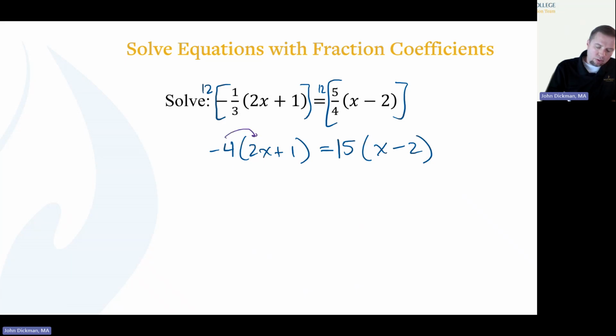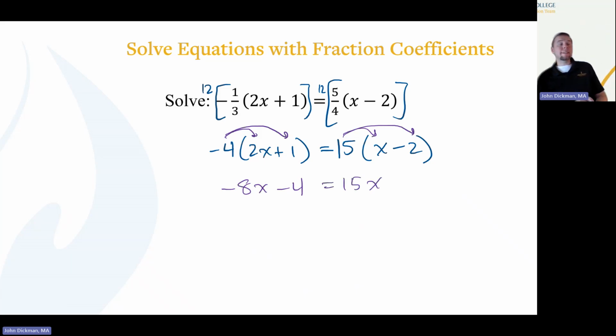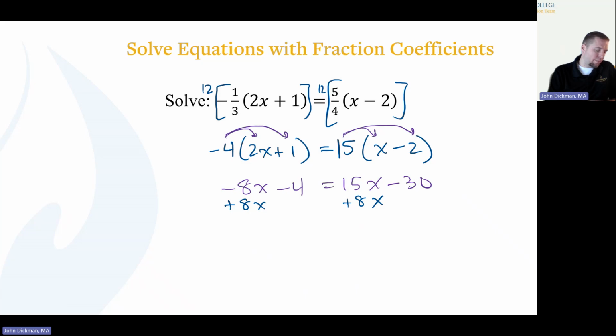Distribute. Negative 4 times 2x is negative 8x minus 4 equals 15x minus 30. It does not appear that the variables are going to cancel out for this problem, so I'm going to continue. I'm going to add 8x to both sides because of what I talked about earlier. I like the positive values to be in front of the variable.